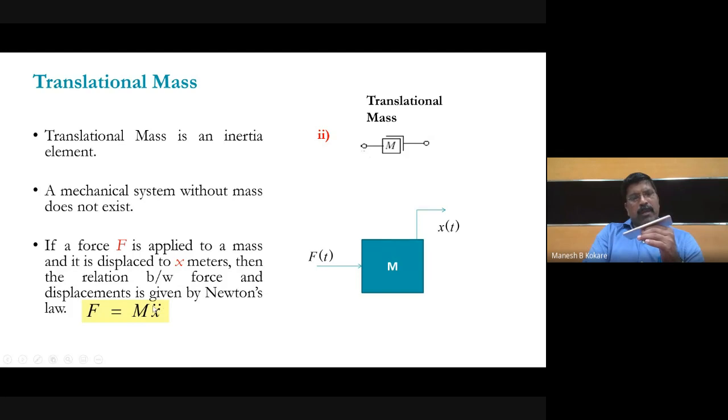So that's why I have given this: x is nothing but the displacement, and x double dot is nothing but the acceleration. So the mathematical model of this mass element is F is equal to m into x double dot. Whereas the mathematical model of the spring element is F is equal to k into x. That is the mathematical model of the spring, given by Newton's law. Similarly, the mathematical model of the mass element is F is equal to m into x double dot, which is directly proportional to acceleration.